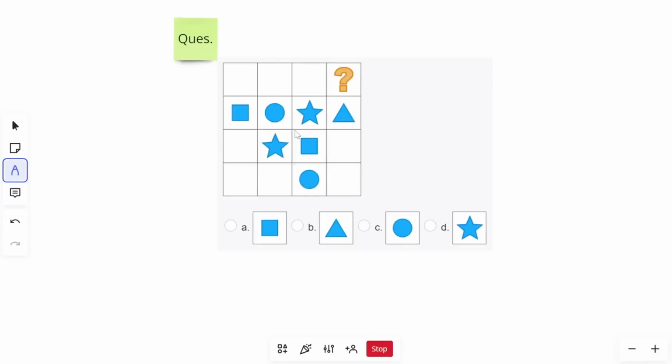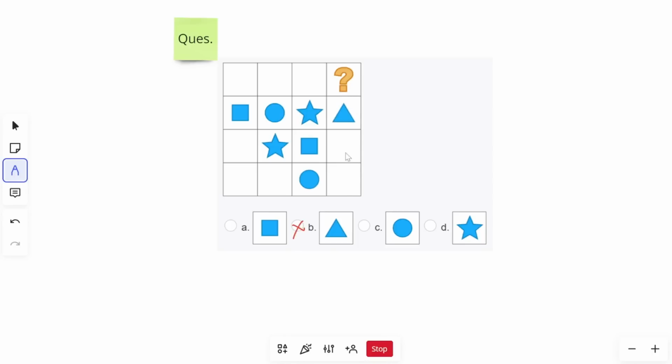Let's try to solve this question. Here we have a question mark given to us. We need to find out, of the given options, which symbol can come in the place of the question mark. The options that we have are square, triangle, circle, and star. Before we directly find out what will come in the place of the question mark, we need to eliminate which cannot come. Obviously triangle cannot come, right?